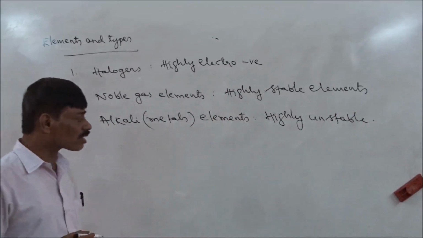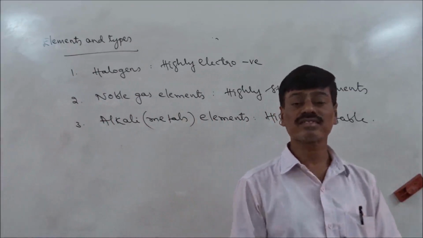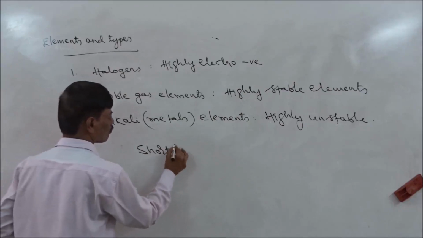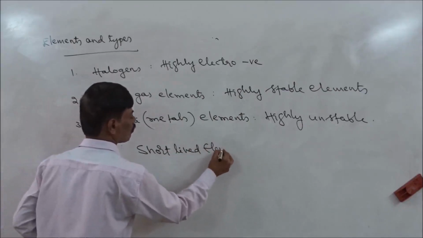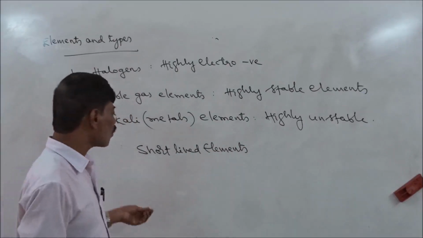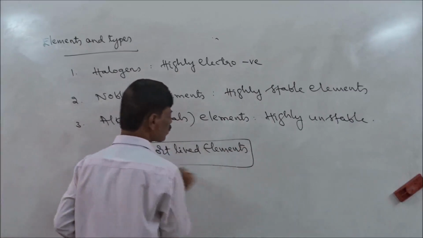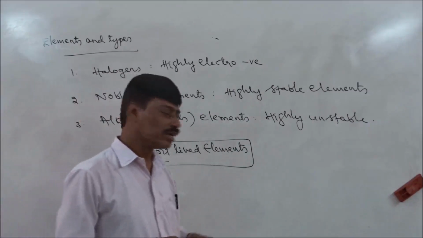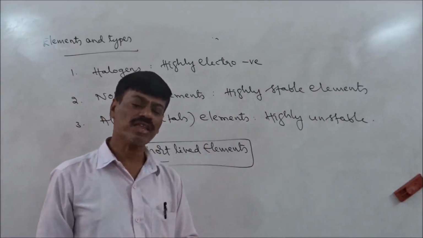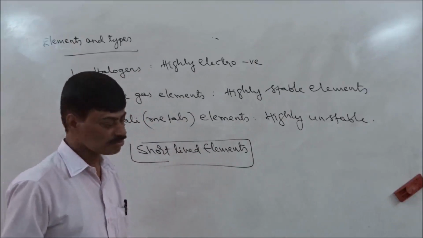Right. Next, one more concept associated sentence is there in the NCERT book, that is short-lived elements. Means life of those elements is very, very short. So short-lived elements means their life is very short, and these elements will come immediately after uranium.